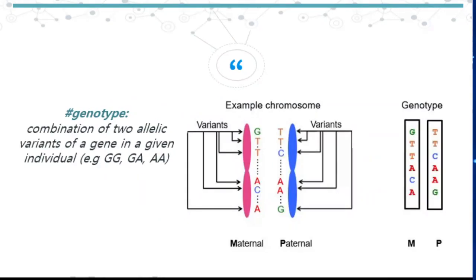So what about genotype? It is a combination of two allelic variants of a gene in a given individual. So everyone has their own genotype for each allele. For example, here we have two alleles, one each from the maternal and paternal side. For each genetic locus, if we read the nucleotide base here, from the maternal side we have G, and for the paternal side we have T. So the genotype here, we just read GT, as shown here, GT.